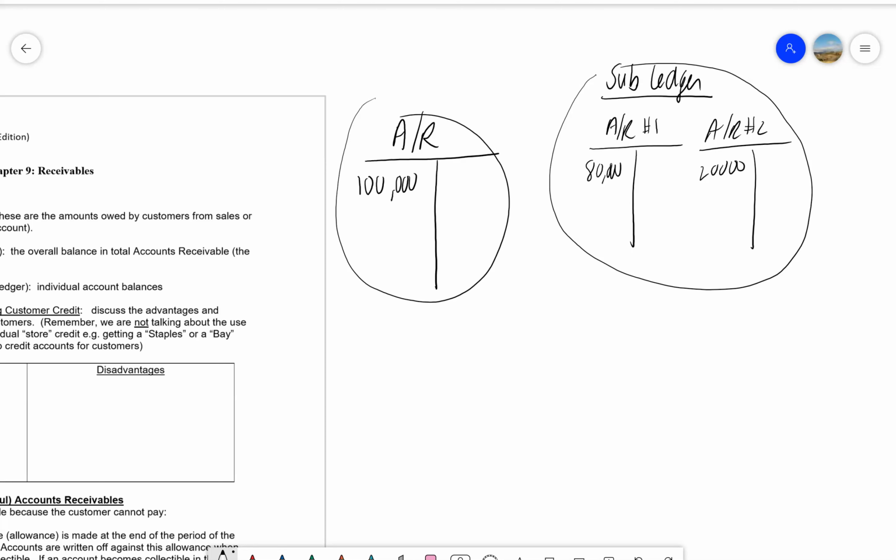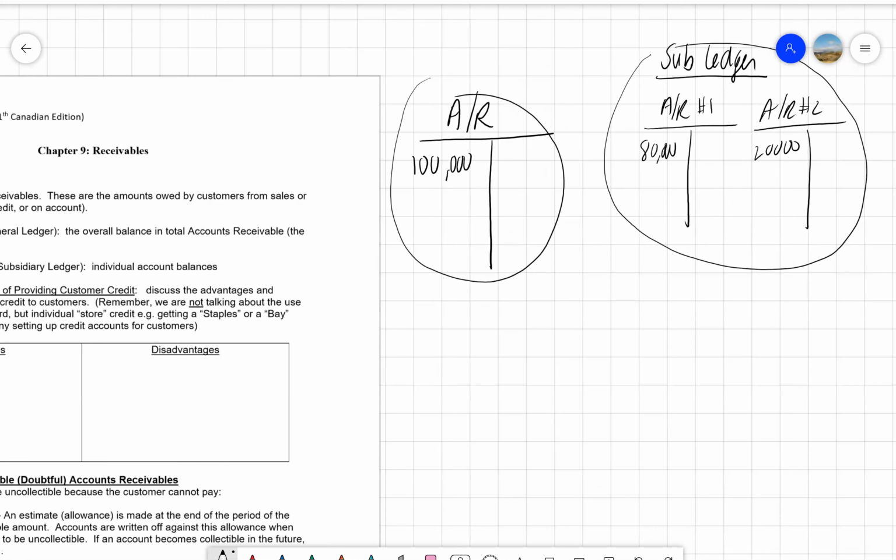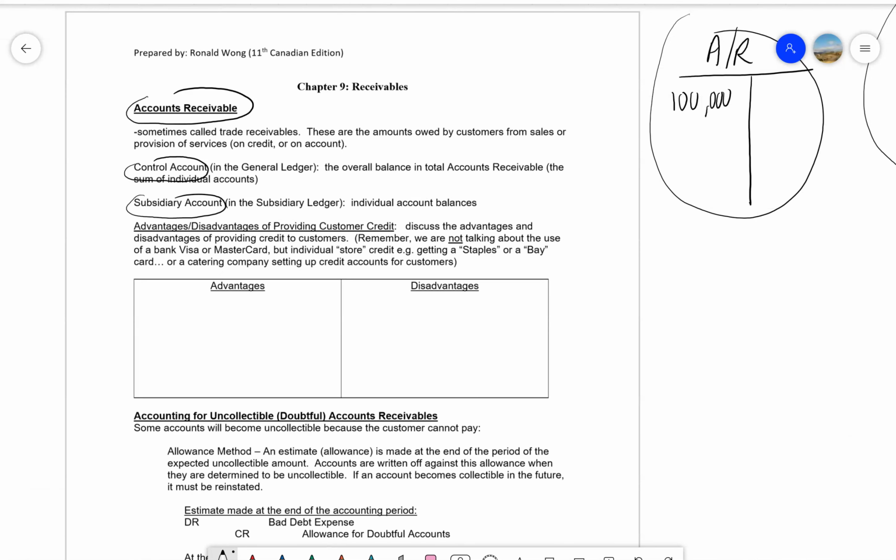So that's what we mean by subsidiary ledger: the main account, the control account, 100,000 accounts receivable, is likely made up of smaller amounts, and we keep track of those smaller amounts in our subsidiary ledger. So that's the first thing that the textbook talks about with respect to accounts receivable.